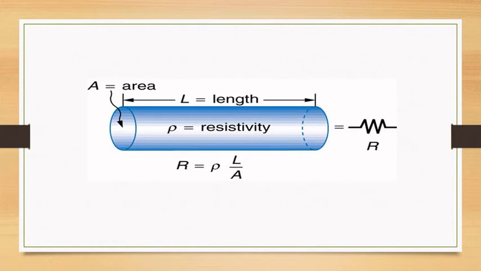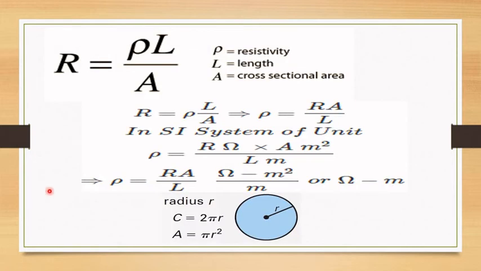Theory: the resistivity of a material depends on the nature of the material. It is a material constant that can be calculated for any material by measuring the resistance, the cross-sectional area, and the length of a wire made of that material. The calculation of the resistivity from these parameters can be done by this formula, where R is resistance, A is cross-sectional area, and L is the length of this section.